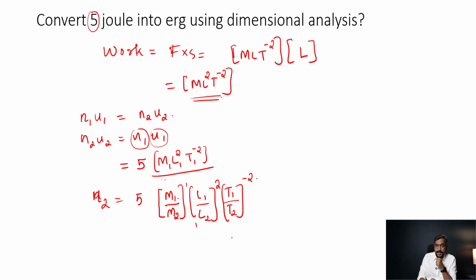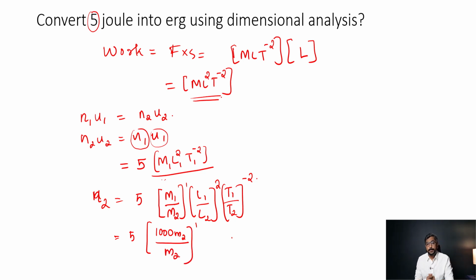Now, M1 is in the MKS system, and M2 is in the CGS system. M1 is the larger quantity, right? A larger quantity means the unit is larger, the bigger one. So we can say it is 1000 M2 by M2. Why did I say 1000 M2? Because 1 kilogram is equal to 1000 gram. So instead of writing kilogram, I convert it to CGS, that is gram.